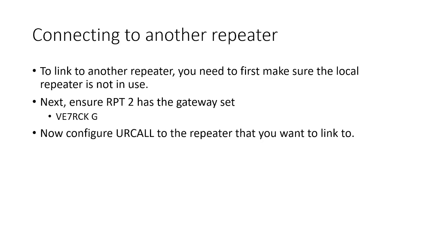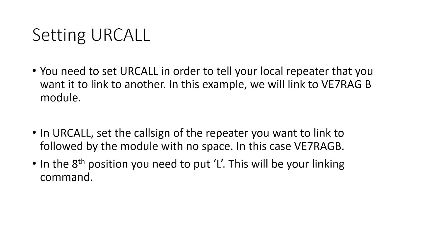So to connect to another repeater, you first need to make sure the local repeater is not in use. Next, you're going to make sure RPT2 has the gateway set up, if you didn't have it done already. And you're now going to configure your call to the repeater that you want to link to. So your call is the one that's normally CQ, CQ, CQ, but in this case you're going to set it for a linking command.